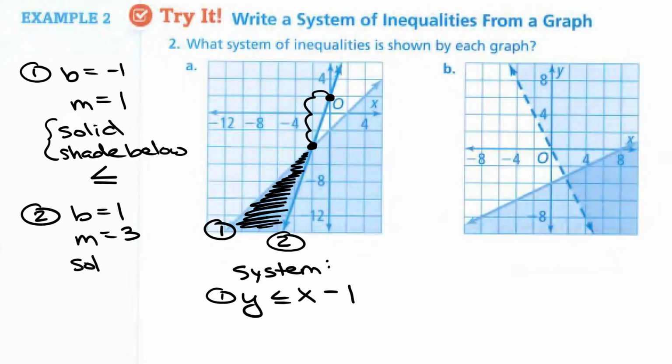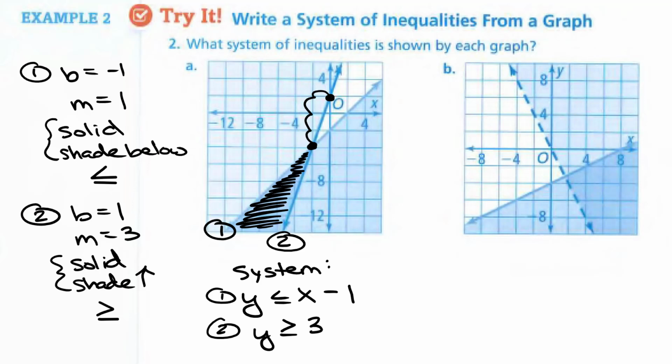This line is also solid, and it's kind of tough to tell because the line is so steep, but this one we shade above, so shade up. With these two facts, we know that we're going to have a greater than or equal to inequality: greater than because we're shading above, and the or equal to because we have a solid line. It will be y is greater than or equal to, my slope was 3, so 3x, and my intercept +1. And so the answer, when they ask what system of inequalities is shown by each graph, you would list both of these inequalities.